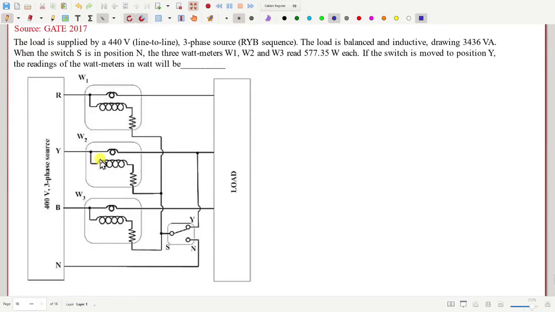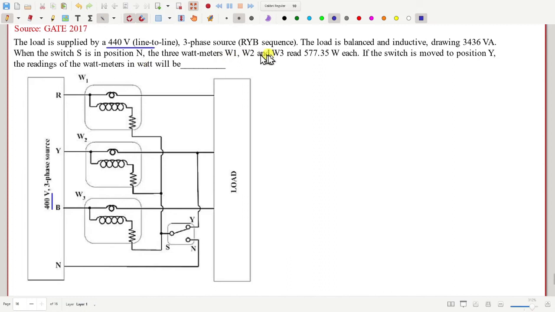Okay, now let's take this one. This is very interesting actually. We have 3 wattmeters and a 3-phase balanced load with 400 volt line to line voltage, balanced supply and balanced load. Now what is given? Line to line voltage 440, sorry, this should be 440. Just a second, let me check. 440, or anyway, doesn't matter, whichever you take. Okay, 440.